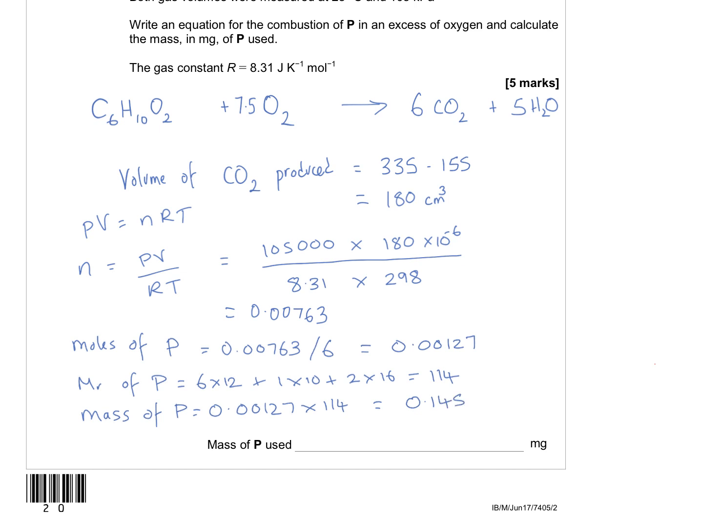So 0.145 grams. The answer needs to be in milligrams. So to get from 0.145 grams into milligrams, we need to times it by 1,000. So the answer is going to be 145 milligrams.